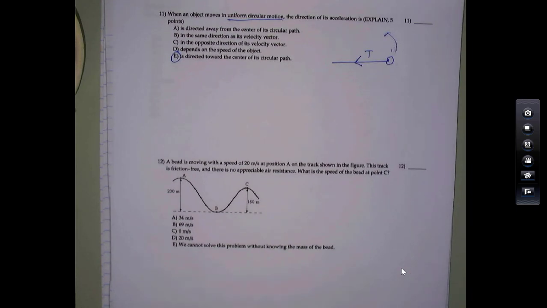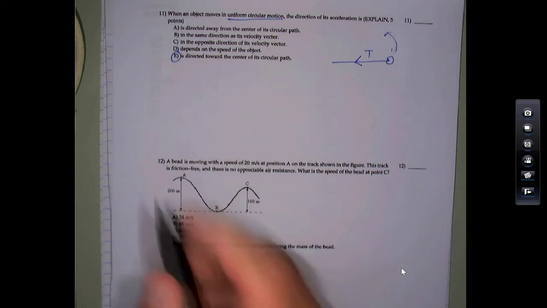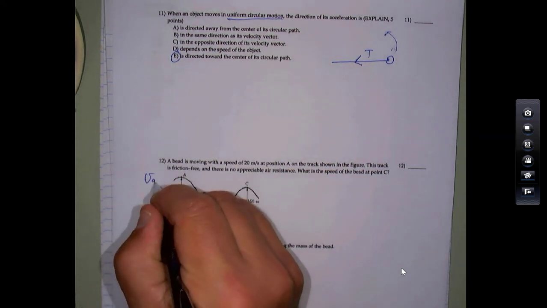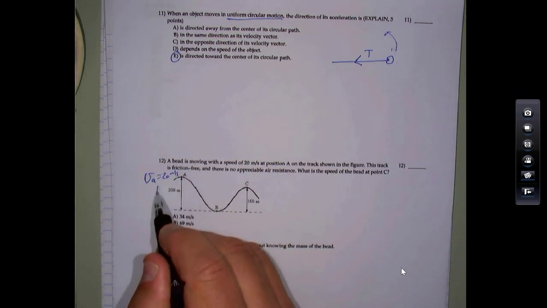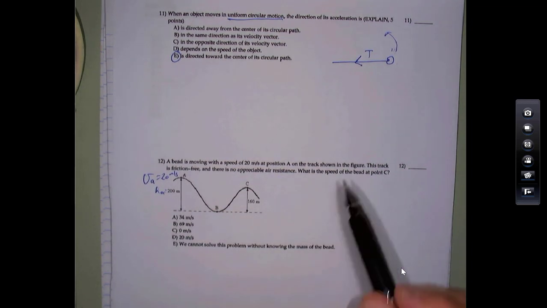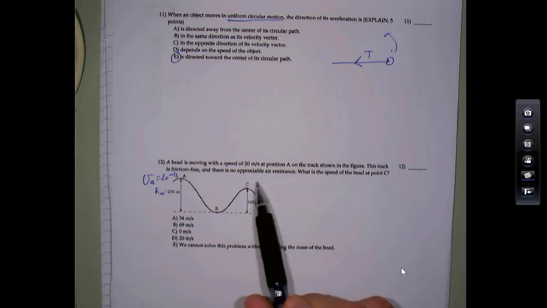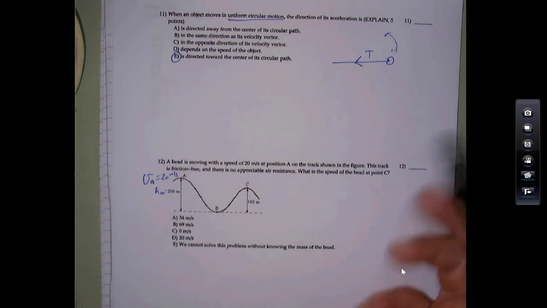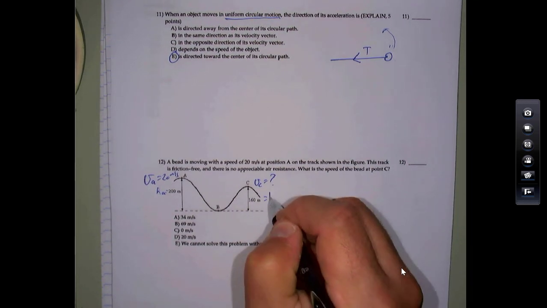Okay, finally, another one. This is a conservation of energy one as well. A bead is moving with the speed of 20 meters per second at position A. Okay, so velocity A, 20 meters per second, and you know the height here. I'll just call this height A. The track is friction-free and there is no air resistance. What's the speed at C? Okay, and then here's the height at C.